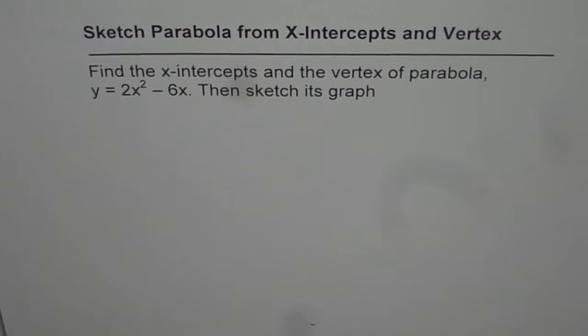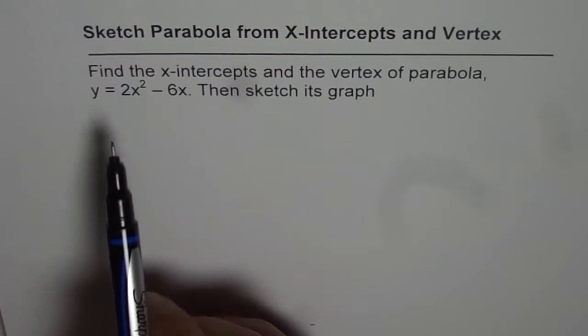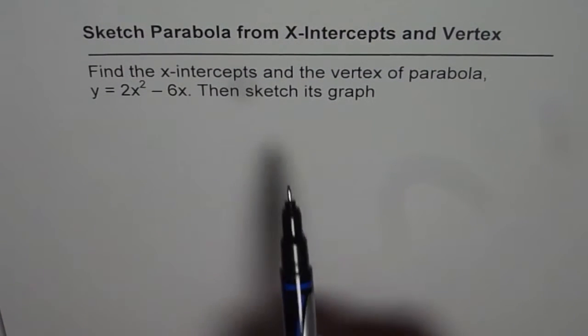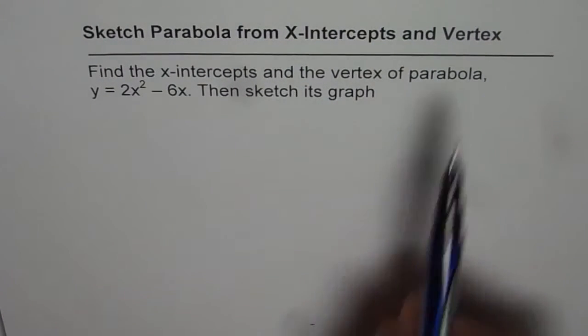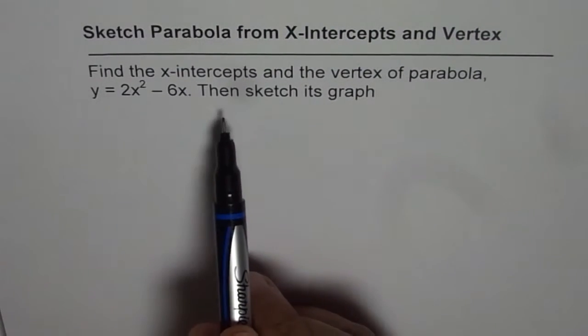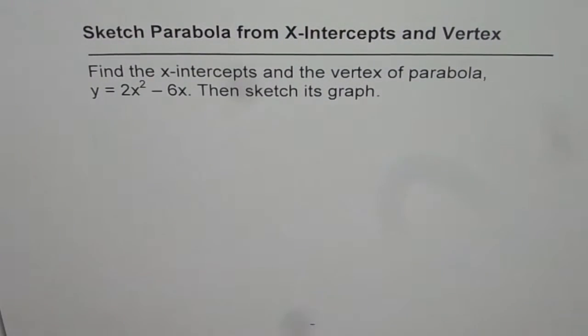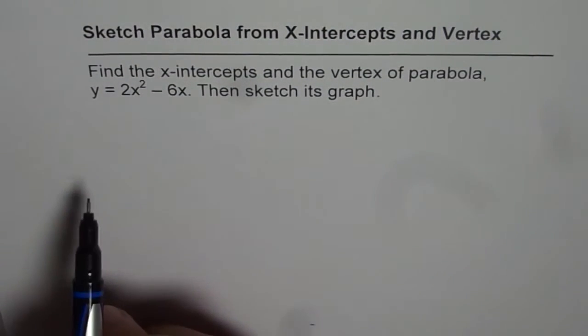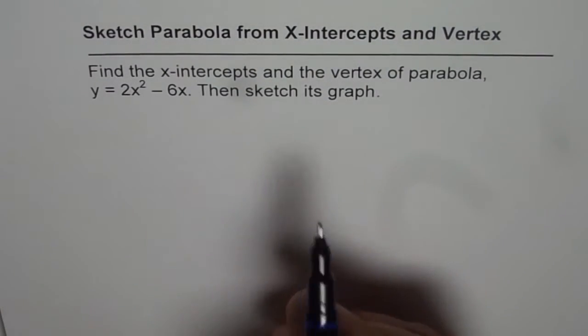Sketch parabola from X-intercepts and vertex. Question is, find the X-intercepts and the vertex of parabola y equals 2x squared minus 6x. Then sketch its graph. So basically there are three parts to this question. First we have to find the X-intercept, then the vertex, and then sketch the graph.